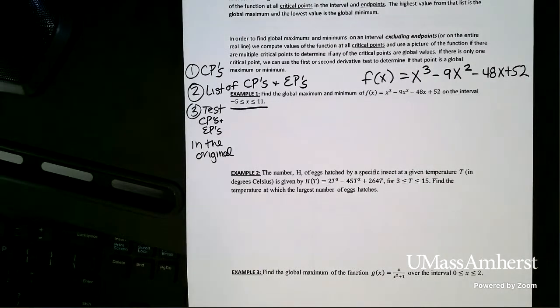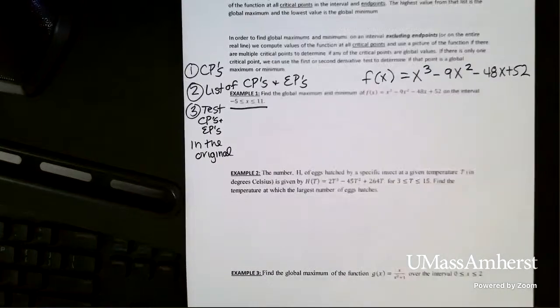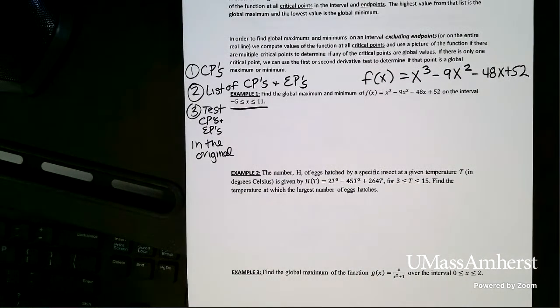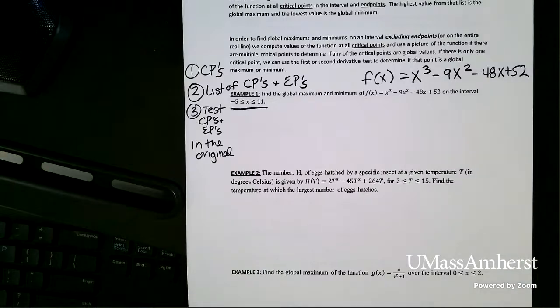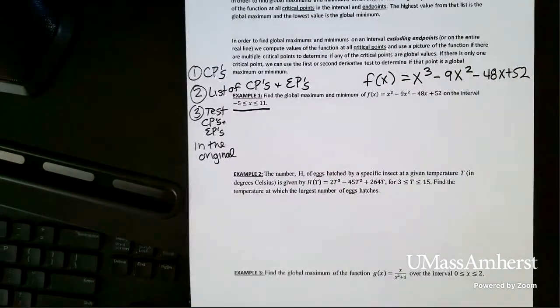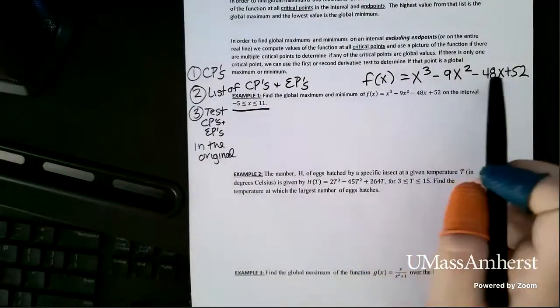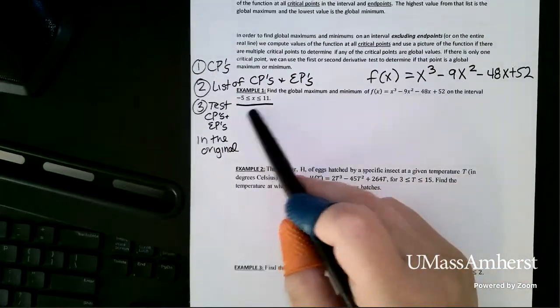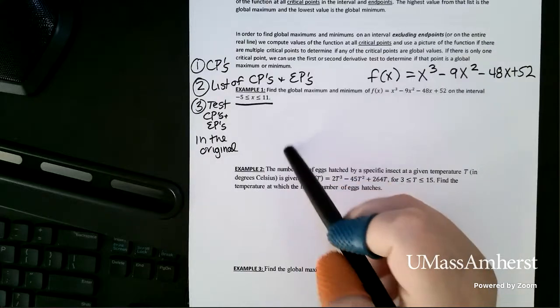You can only use critical points that are between -5 and 11. Once you have those critical points, you're going to make a list. Your list is going to be your critical points and also x equals -5 and x equals 11. Those are the endpoints. You're going to take each and every one of them and plug them back into the original. Next to your x value, you will have the corresponding y value, that dependent value.